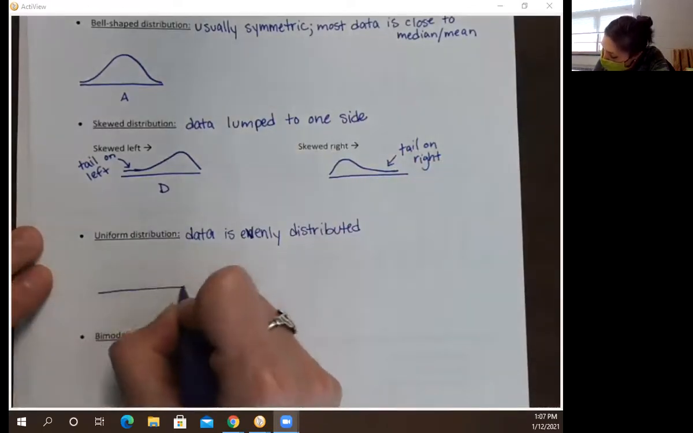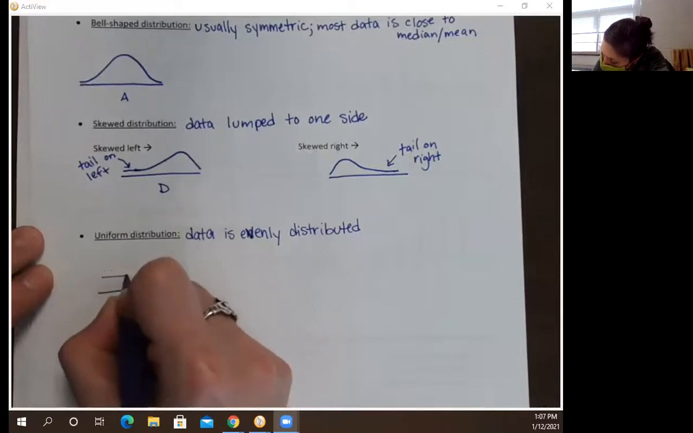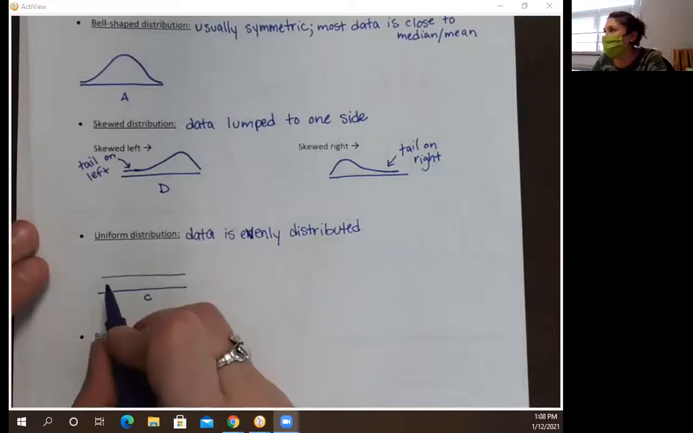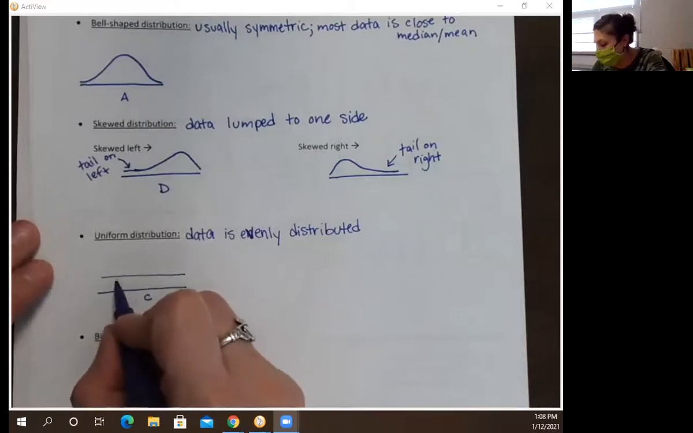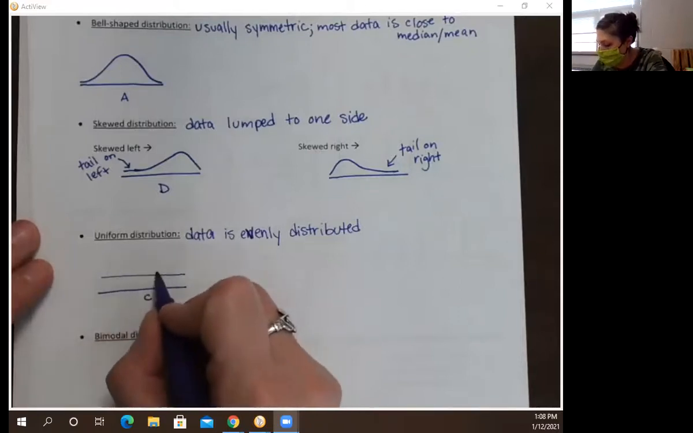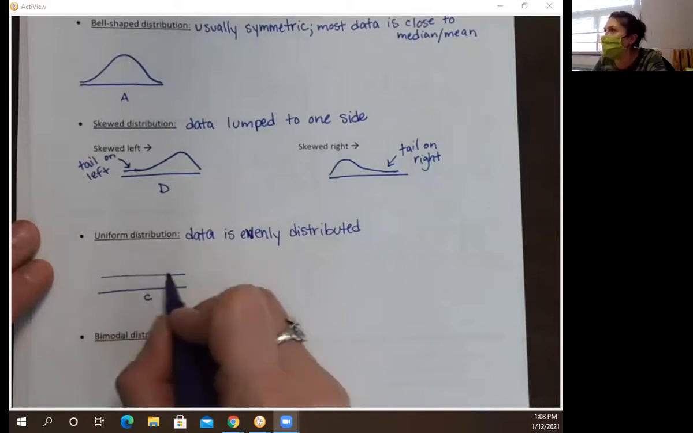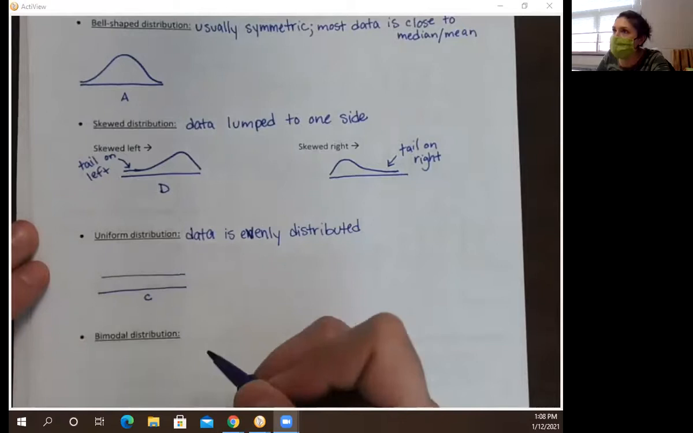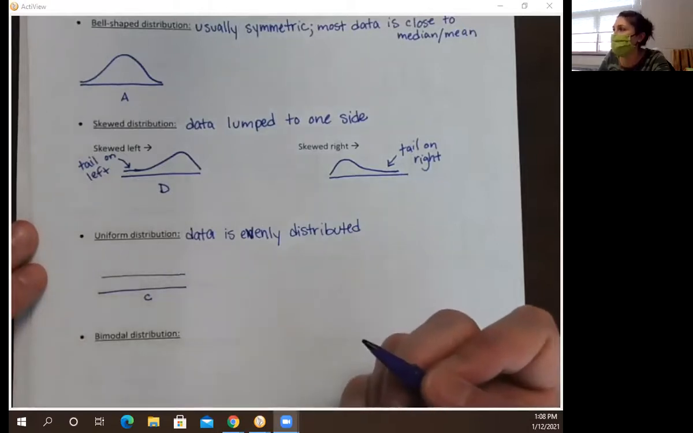So again, that would look like C, where I've got the same amount everywhere. For uniform distribution, if I'm off by a tiny bit, this spot right here is actually a little bit lower, and maybe this spot is actually a little bit higher than everywhere else. That's okay. That's still a fairly uniform distribution.